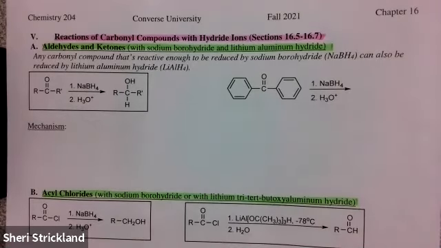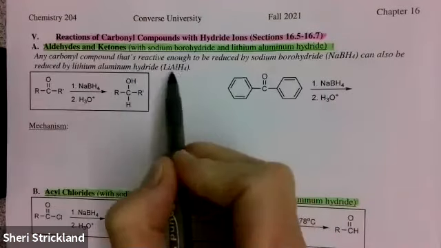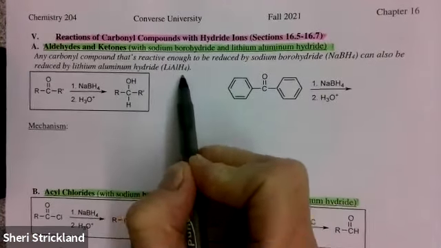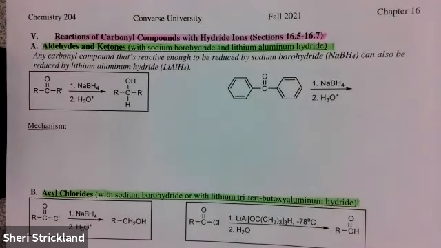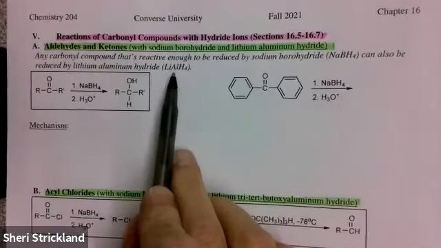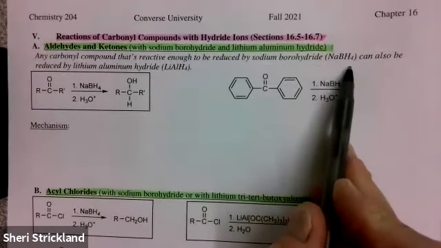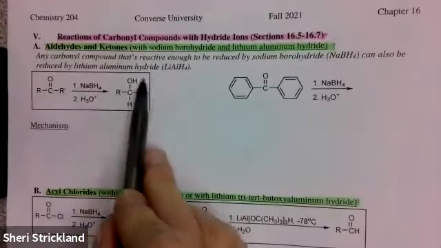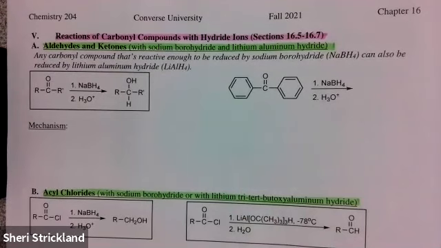Now, with aldehydes and ketones, we're talking about sodium borohydride and lithium aluminum hydride. This is sodium borohydride. This is lithium aluminum hydride. Both of them are classified as hydride reducing agents or hydride transfer reagents. Sodium borohydride is less reactive than lithium aluminum hydride. So any carbonyl compound that's reactive enough to be reduced by this one can also be reduced by that one. And that is true for ketones and aldehydes.